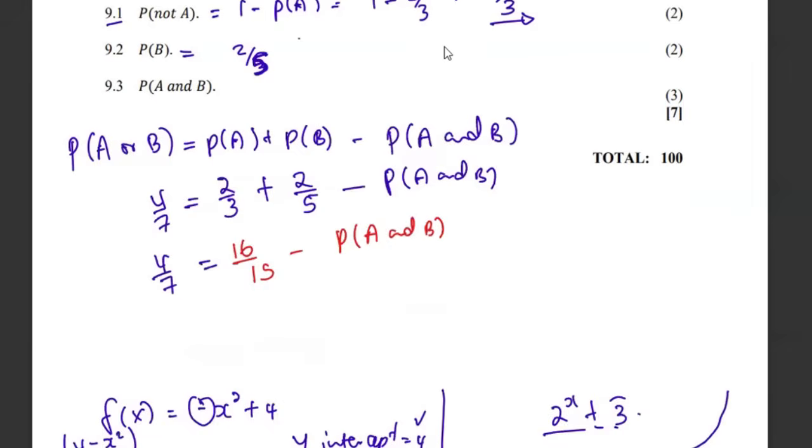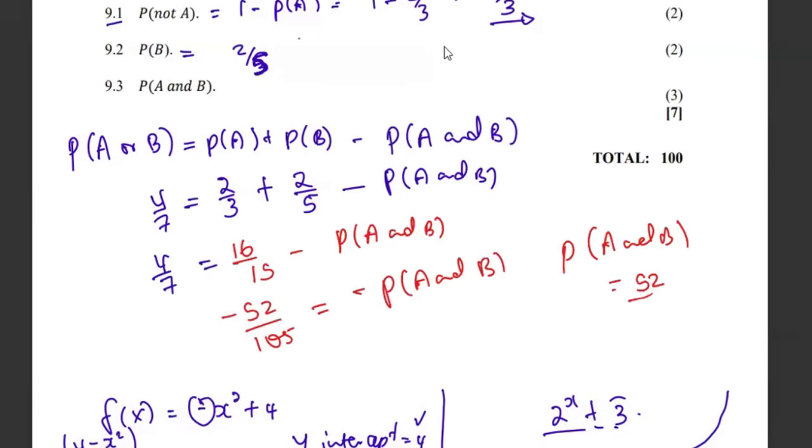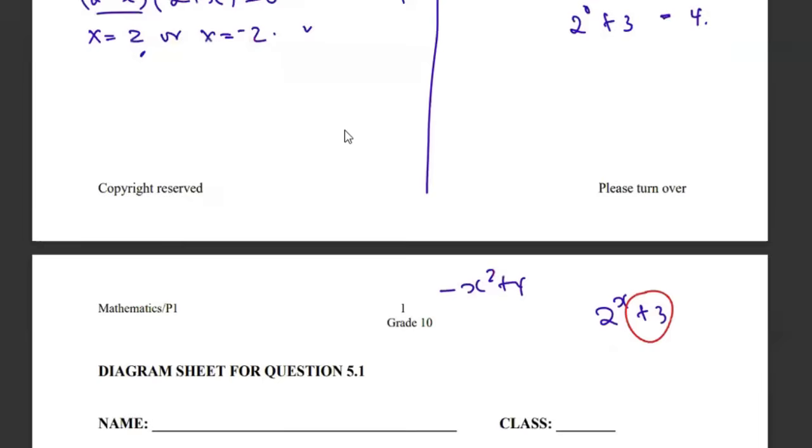So if I have my 4 over 7, and then I subtract my answer, I'm getting negative 52 over 105 is equal to negative P(A and B). Divide through by negative, meaning the A and B is just 52 over 105. And then if I change that to a decimal, it's 0.495. Okay, so that brings us to the end of this paper.